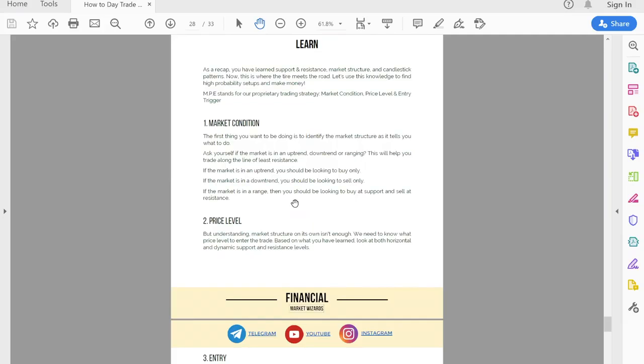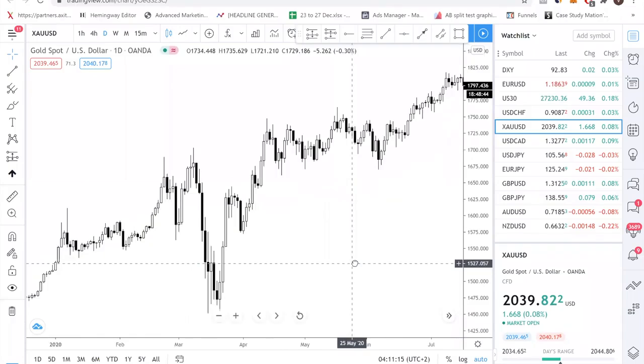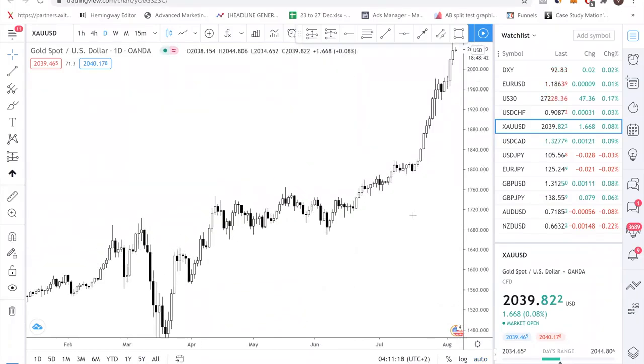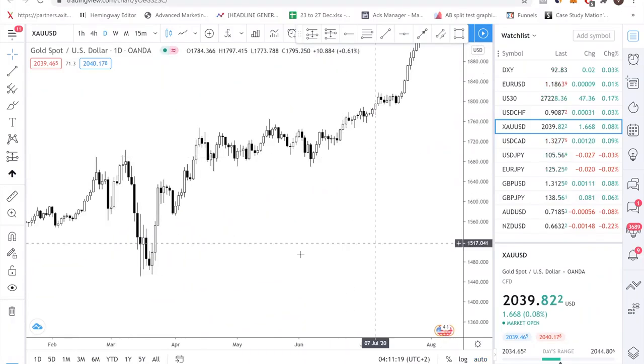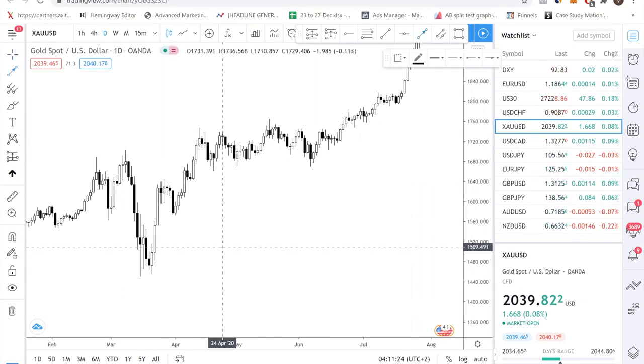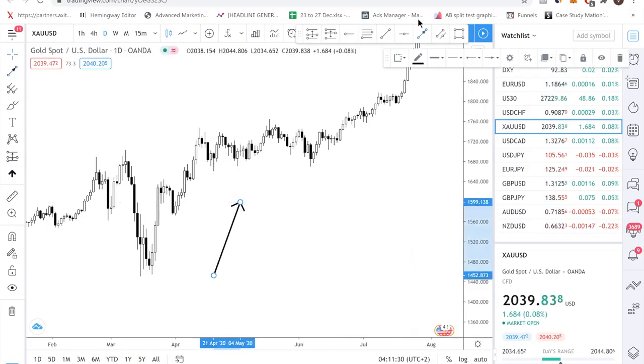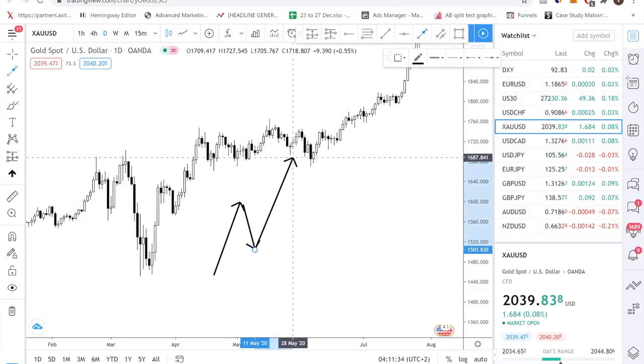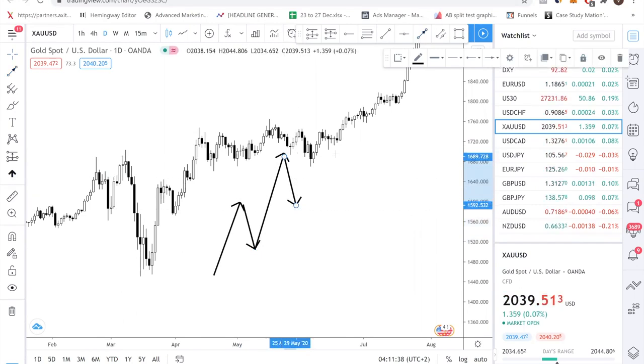So let me just switch over to the charts and let me show you what I mean by market condition. The market condition is very simple. There are only three types of market condition in any instrument. In the financial markets, there's only three kinds. You have an uptrend. Let me just draw it. You have an uptrend where you have a series of higher highs and higher lows.